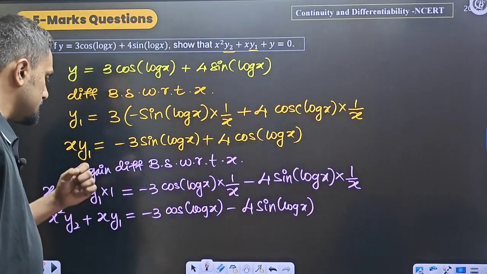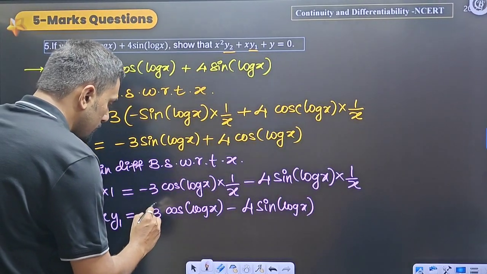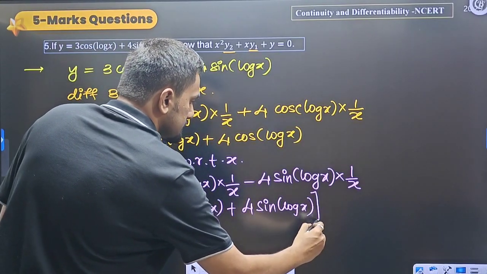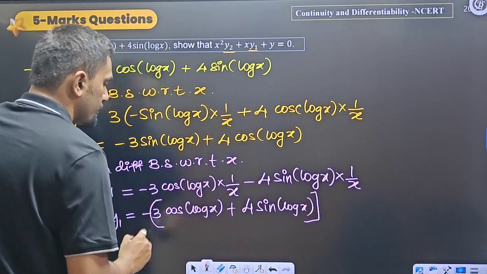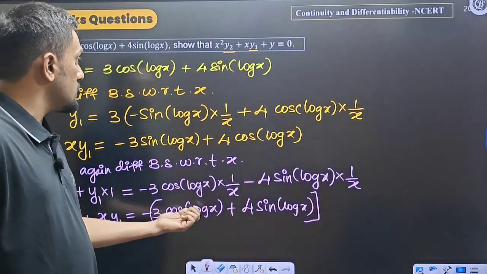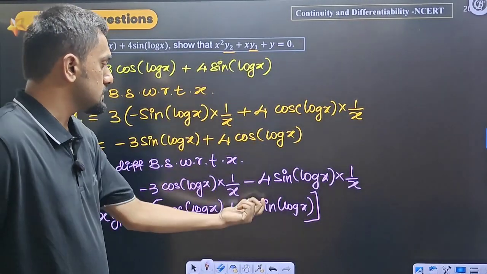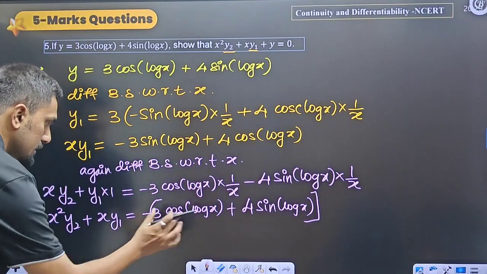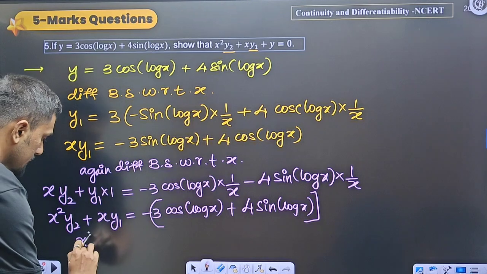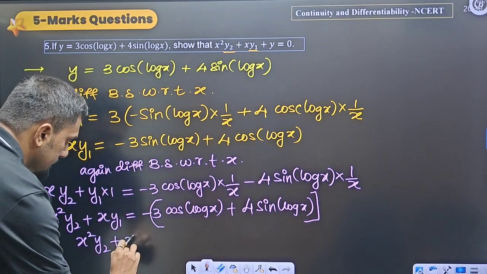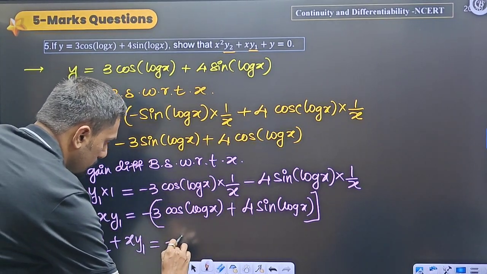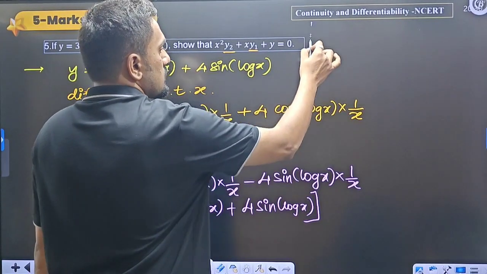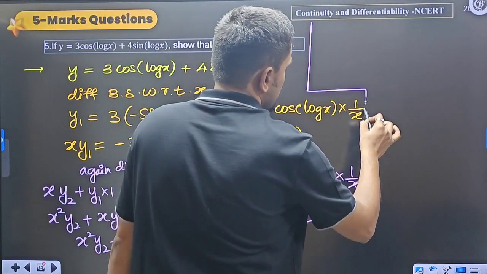In the next step, take the minus common from this. If you take minus common, it becomes plus. Look at this term: 3 cos of log x plus 4 sin log x, and that is nothing but y. In the next step, replace it. If I replace this with y, then the equation becomes x square y2 plus xy1 is equals to minus of y. Shift minus y to this side, then you will get the required proof.